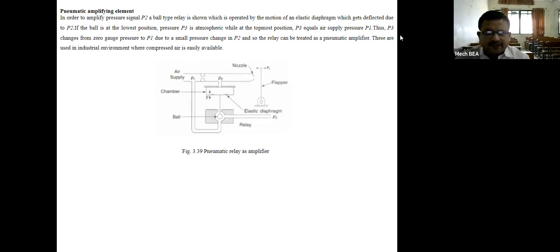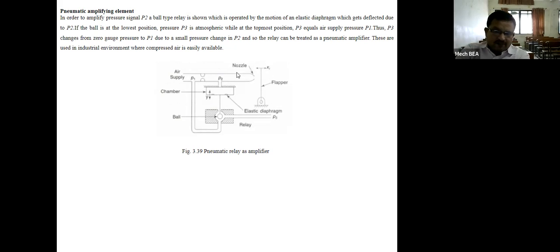I will explain the working. These are used in industrial environments where compressed air is easily available. Now you just see, there is one pipe or tube. At the end, it has a nozzle shape. Now, this is the flapper. This flapper, you can move either towards left or towards right. Because of this flapper, back pressure is getting generated. Now, if the air supply is there, what will happen? Air supply will be at pressure P1. This air will go through this aperture and come out through the nozzle.